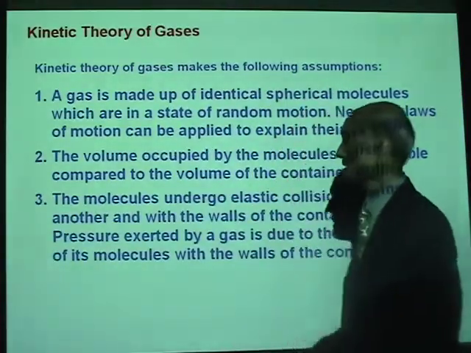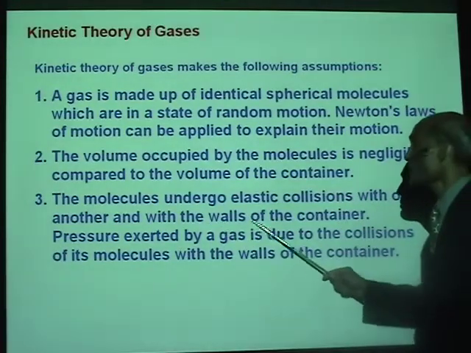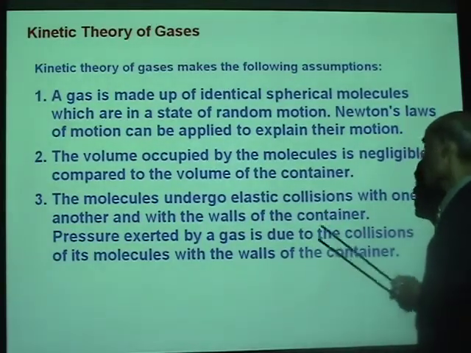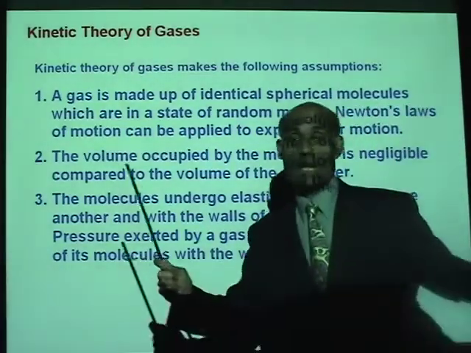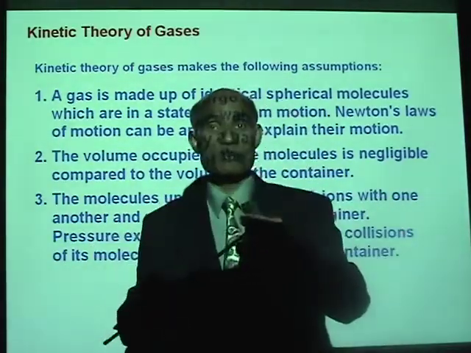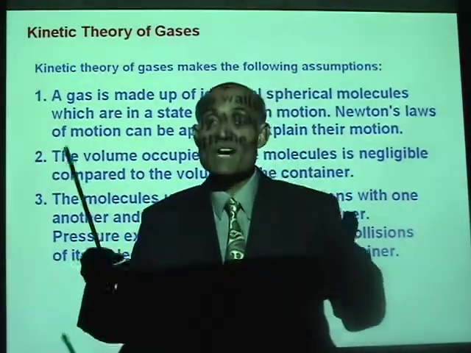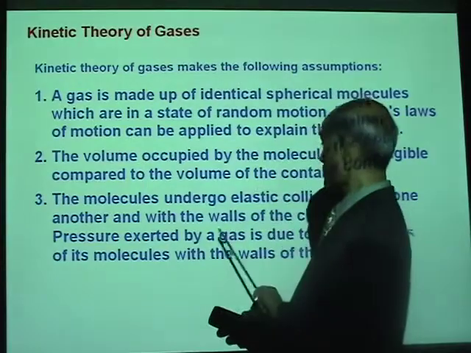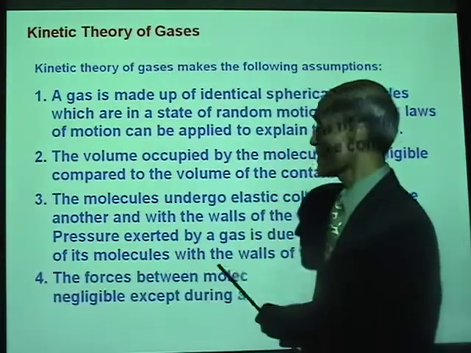What is our assumption number 3? The molecules undergo elastic collisions with one another and with the walls of the container, and the pressure exerted by a gas is due to the collisions of these molecules with the walls of the container. Well, obviously, when they are moving at random, sometimes they will collide with each other. They will also collide with the walls of the container. We're going to use that concept actually to build a theory. Is that right? And the pressure exerted is due to the collisions of the molecules on the walls of the container.